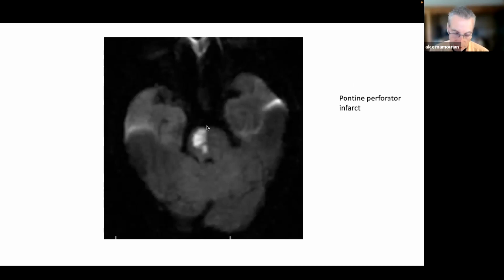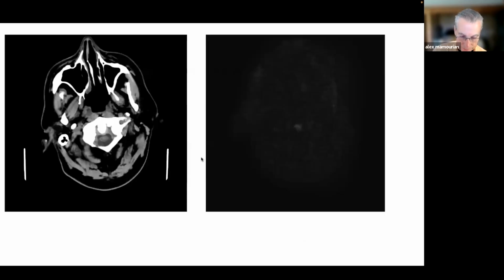This infarct, you can see, you can draw a sharp line with a ruler that divides this infarct on the right side from the left side. This respect for the midline is typical for pontine perforator infarcts. These infarcts are very difficult to see on CT scan, usually requiring MR imaging and diffusion imaging to find them, but this is a very typical appearance of a perforator infarct.